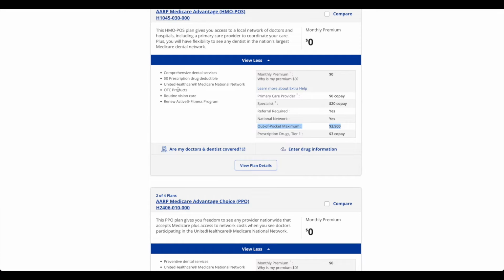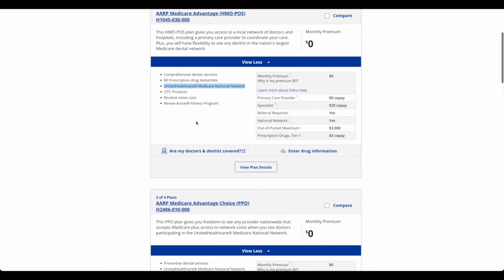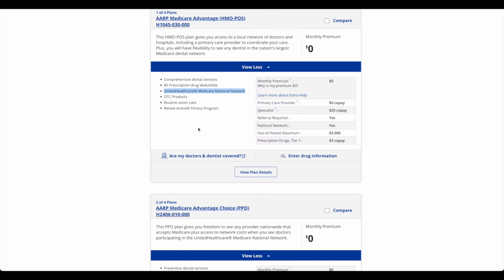A couple other things here to point out is some of the coverage that they include. So you have things, again, like comprehensive dental is included, 0 prescription drug deductible. So that's a good feature there, that this does include prescription medication. We'd have to check the formulary to see what exactly is covered and if it meets your particular needs. There is this Medicare National Network, but again, if you access that going outside your local network, you're going to have a higher cost of service there, part of the restrictions. OTC products, routine vision care, and an active fitness program are also all included. So there's your HMO, pretty straightforward. Again, lowest cost plan, but most restricted plan in comparison to what we're going to look at next.